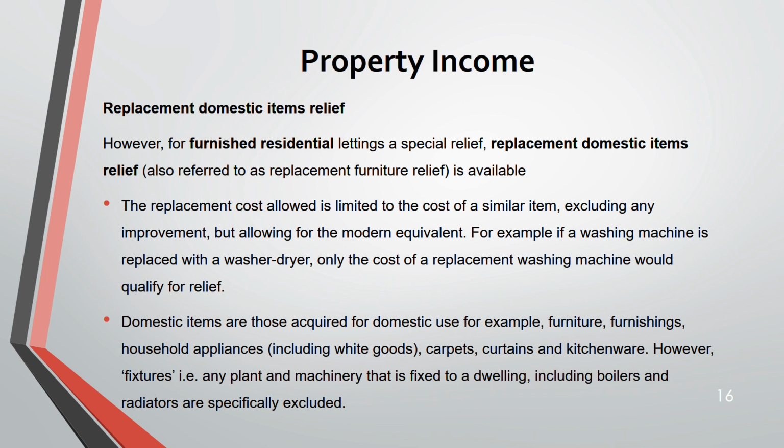It is only for those appliances which you use daily and which you can exchange. Like carpet, if it got worn and torn out, you can purchase a new one. Kitchenware, after use for several years, you can now replace it. Curtains, like that. But boilers and radiators, you can't. So now let's do questions.